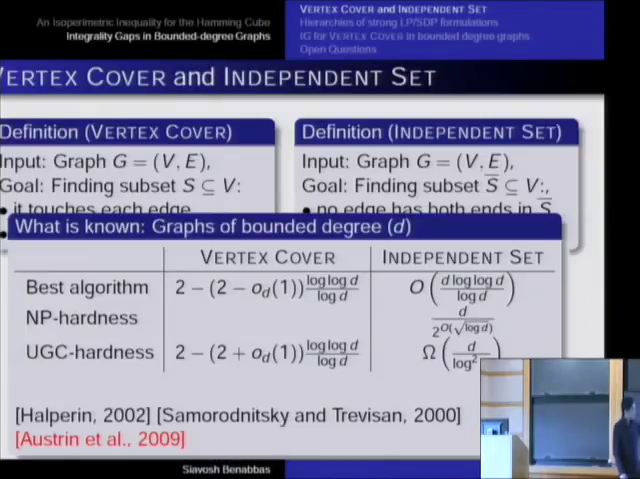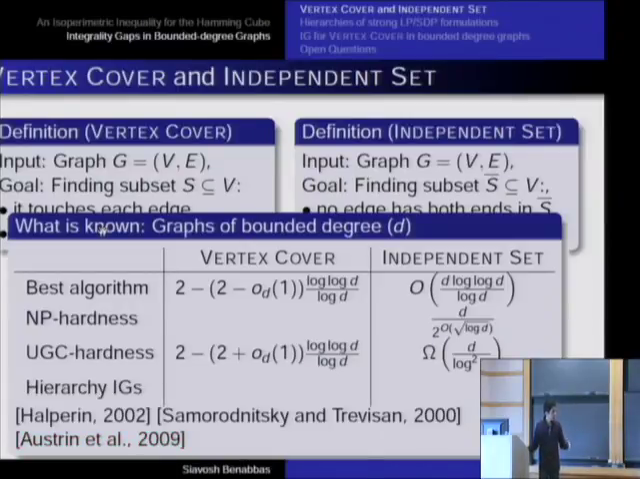For independent set, it's not tight. So the best algorithm is essentially d over log d. The best hardness that's known, even assuming unique games conjecture, is d over log squared d. So a natural question to ask is, which one is optimal? Should we start trying to improve the algorithm or the hardness? In order to study this, you can ask what are the limits of the linear programs or semi-definite programs for this problem. What if we look at crazier and crazier linear or semi-definite programs for both problems?